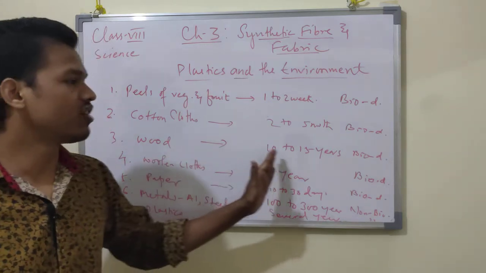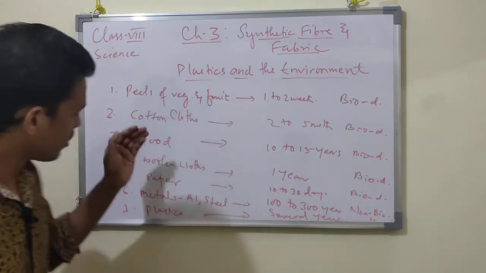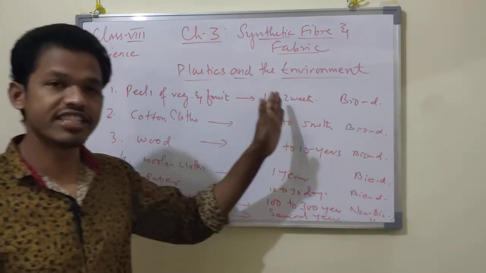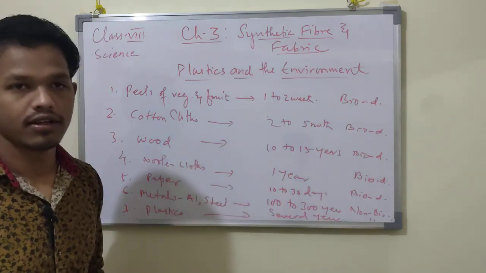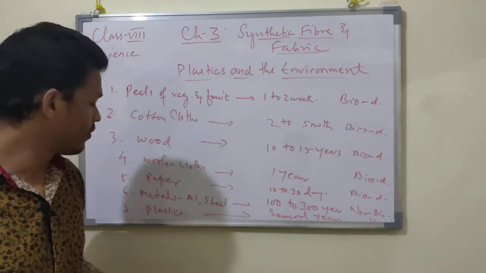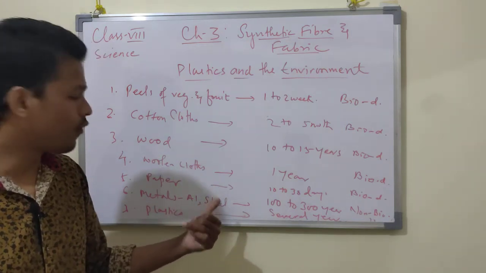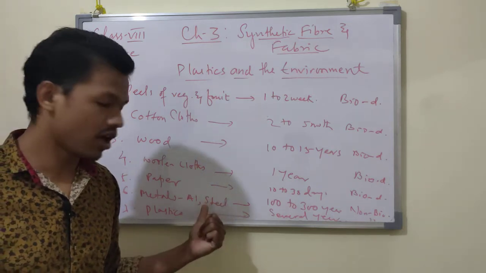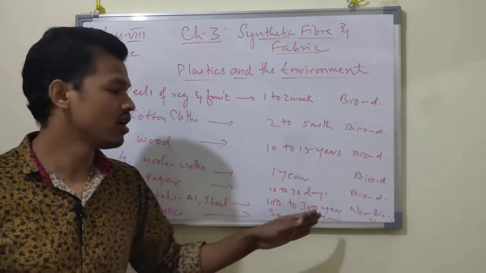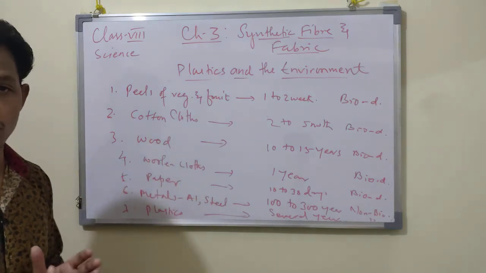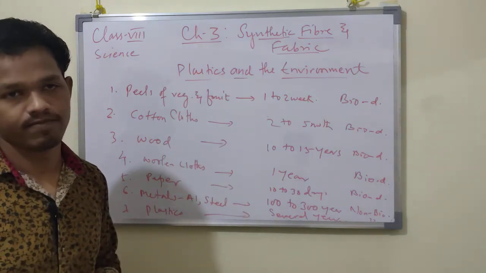Then wood, if you see, takes 10 to 15 years. See this, the duration of decomposition, the duration of regeneration of this material. Got it now? If you see metals like steel and aluminum foil, or you can say aluminum cans, they take almost 100 to 300 years to mix in the soil.